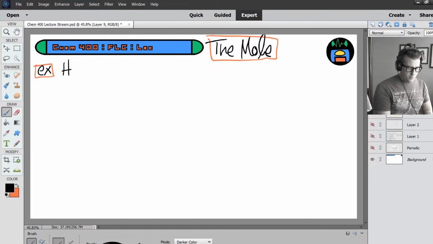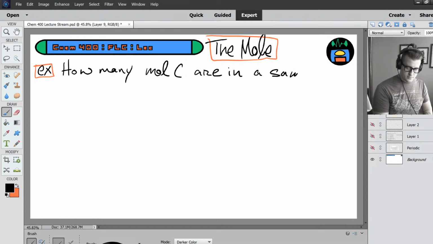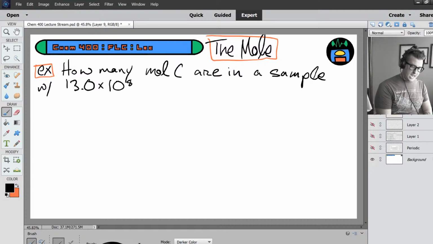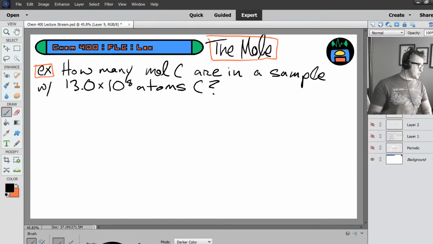All right, how many moles of carbon are in a sample with 13.08 times 10 to the 8th atoms of carbon? All right, this is the same unit conversion, just moving in the opposite direction.